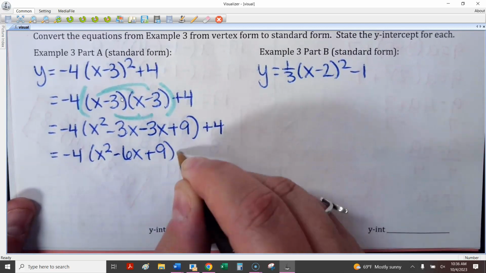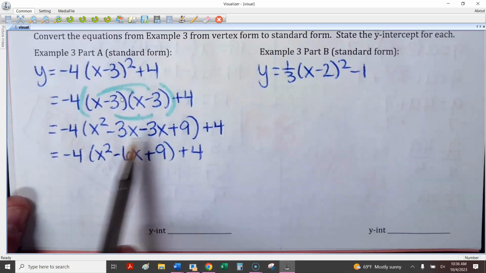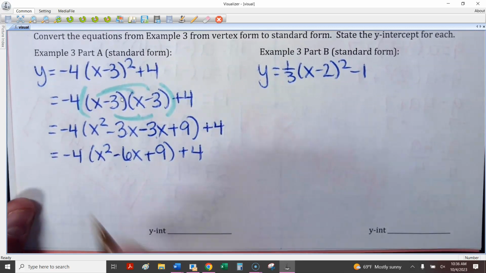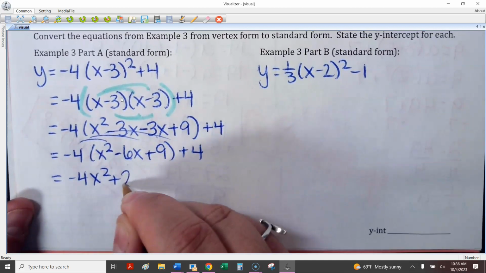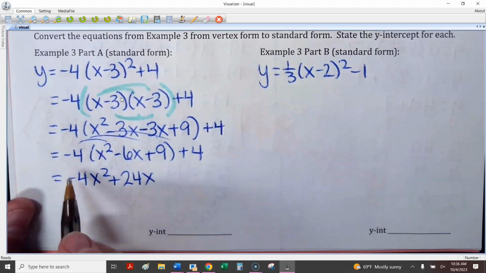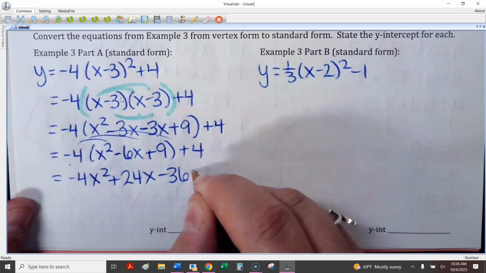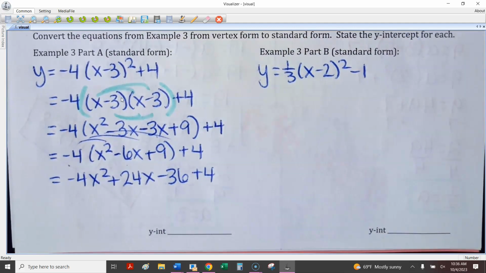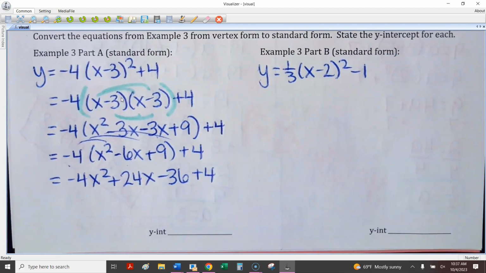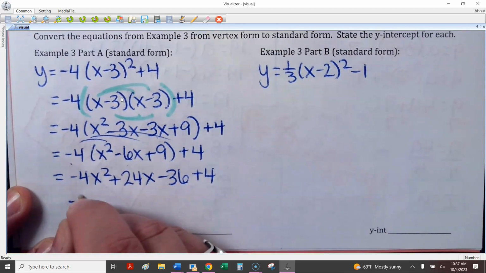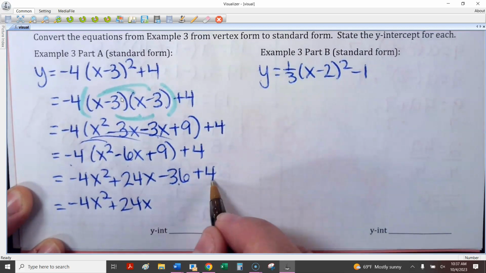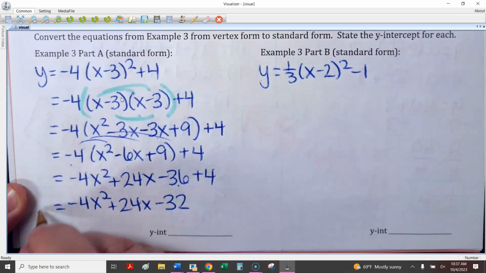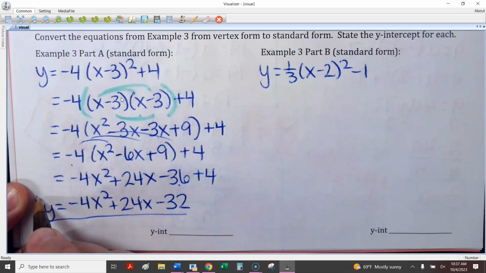I'm going to simplify it just a hair. Negative 3x and negative 3x would give me negative 6x. Then I'm going to go ahead and distribute. So I get negative 4x squared plus 24x, negative 4 times negative 6. Negative 4 times 9 is negative 36. And then I don't want to say always, but most of the time you'll be able to combine the constants together. You've got two plain numbers. So on the end, this would end up being negative 4x squared plus 24x. Negative 36 and 4 is going to give you negative 32. That would be your standard form.